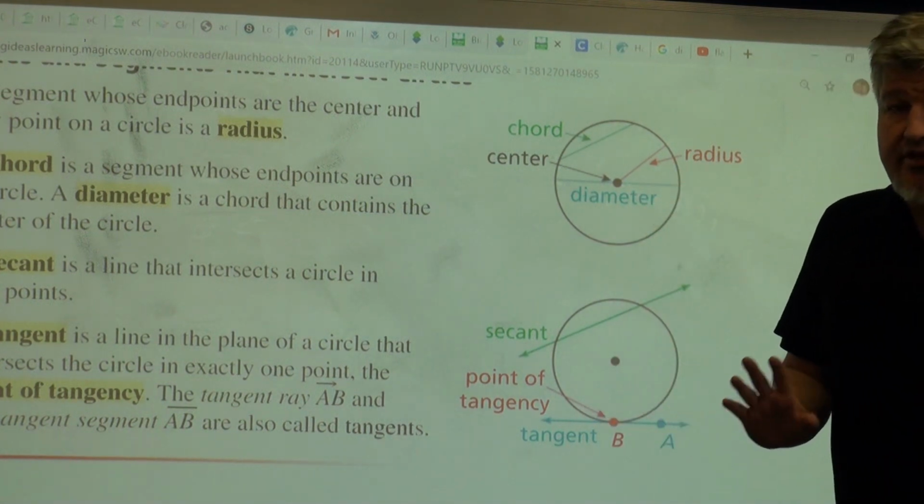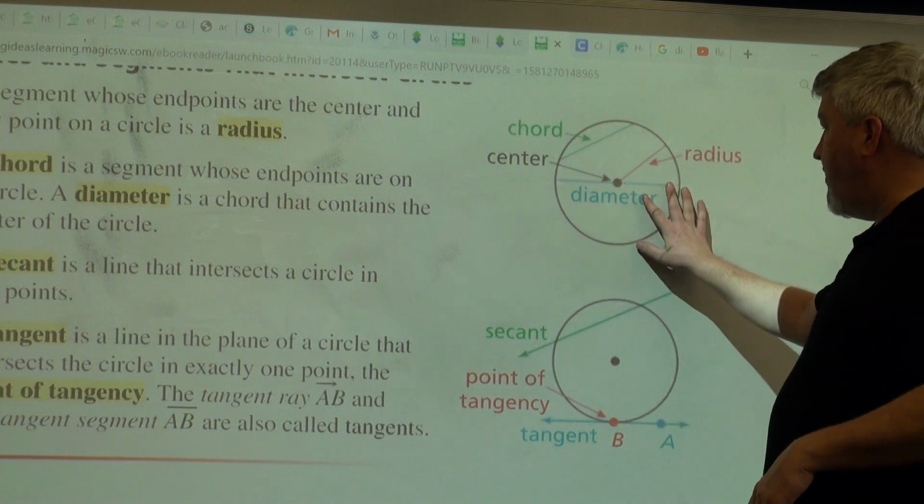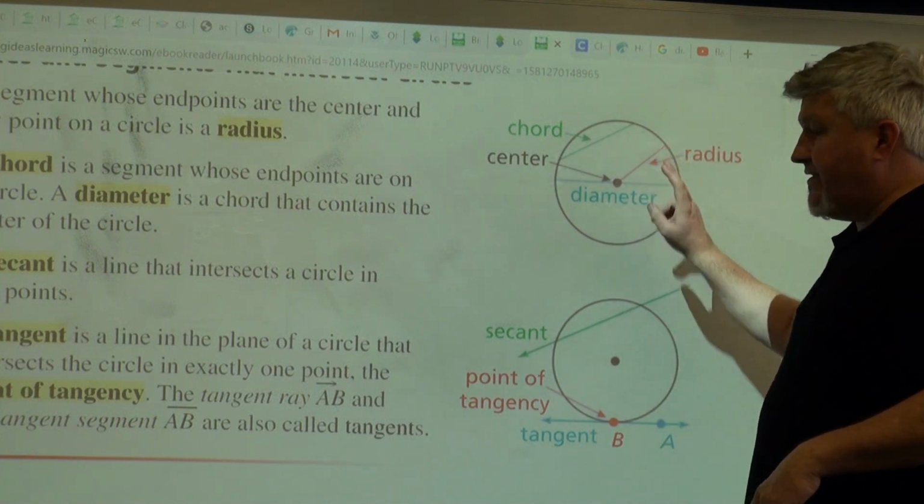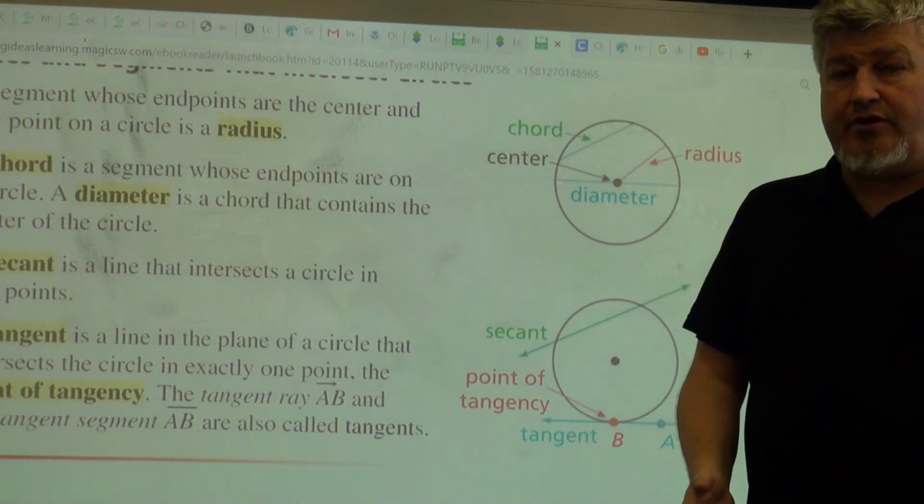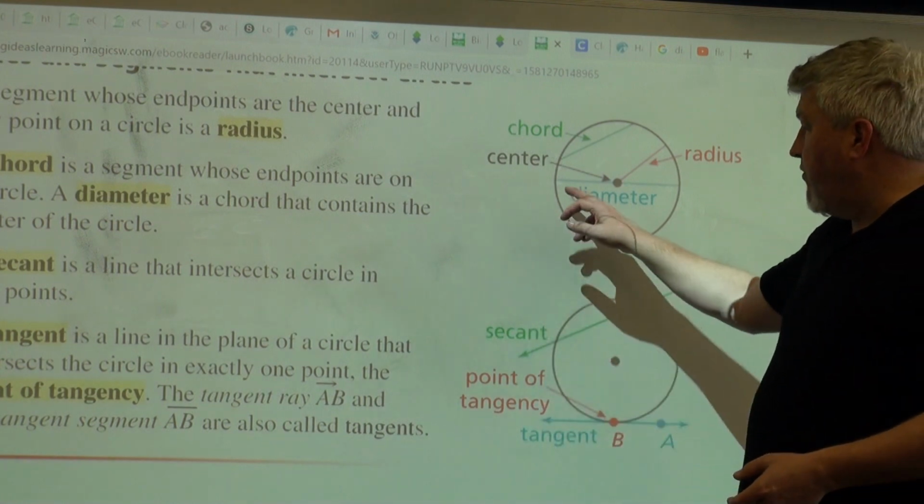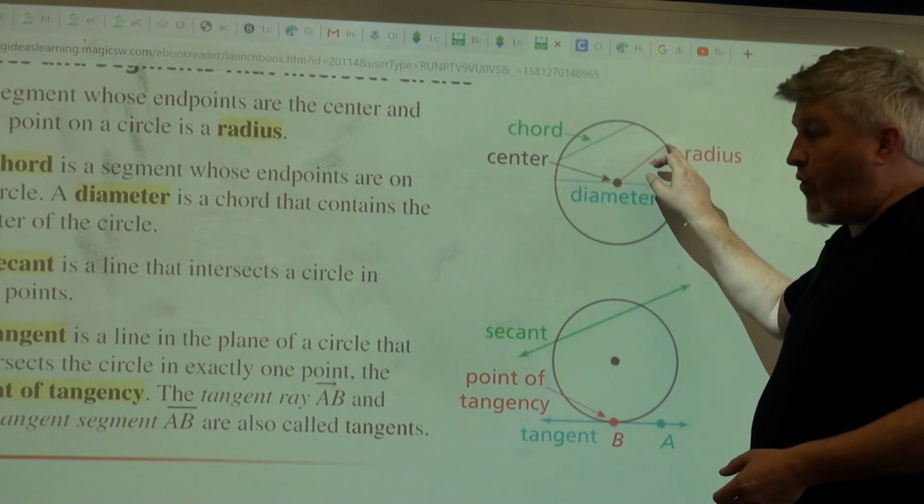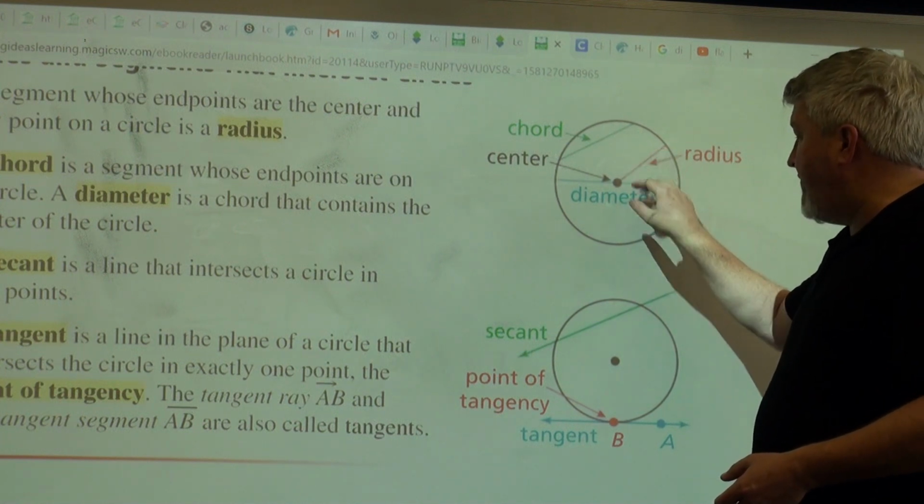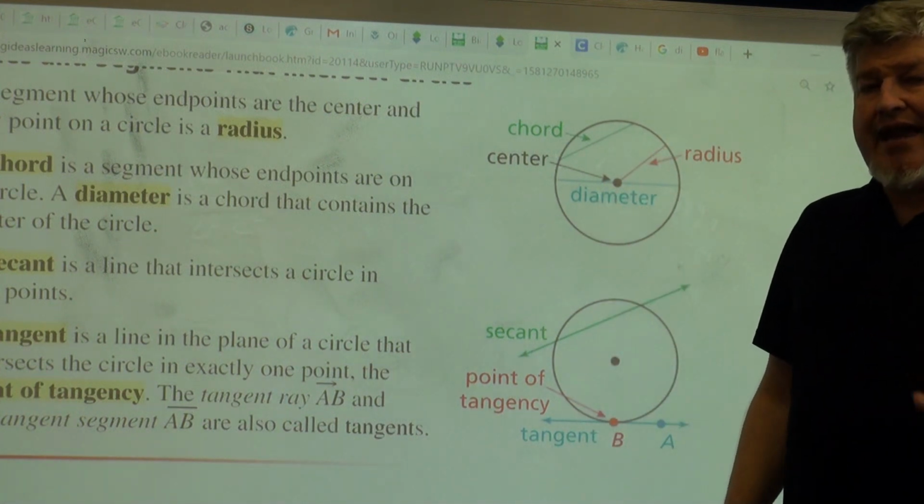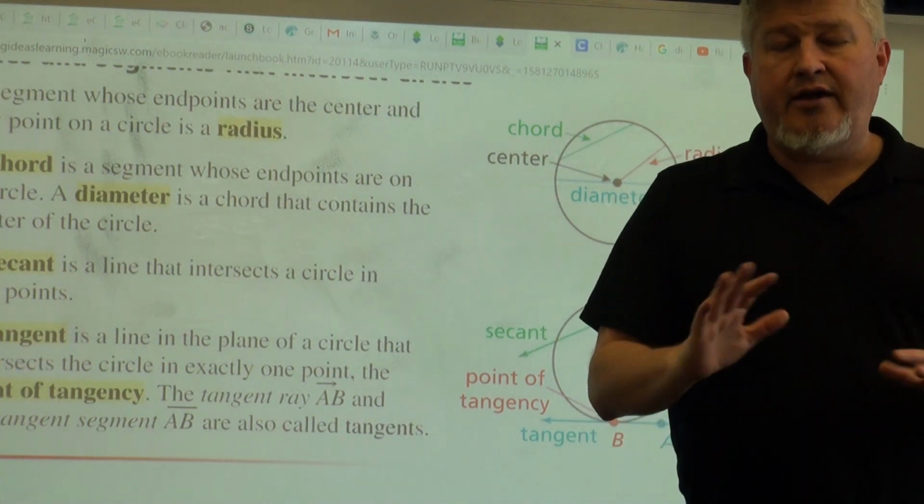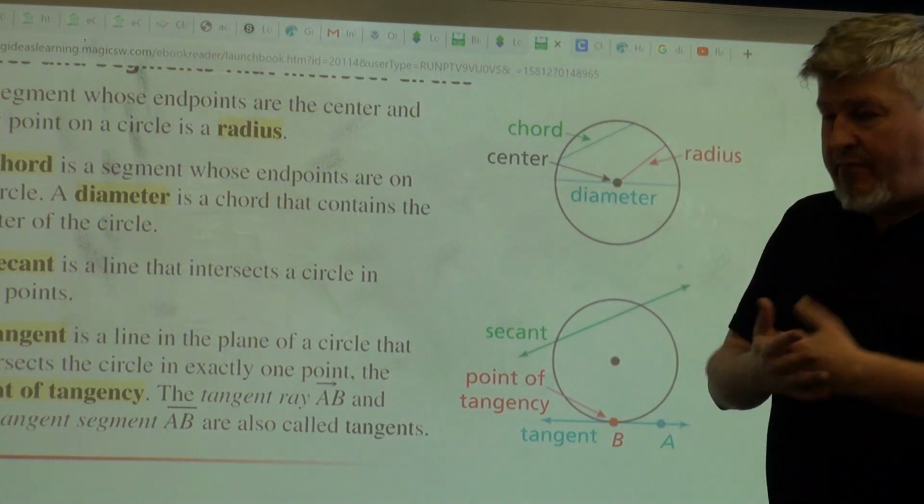Common sense, and you already should know this, would tell you the radius is half of the diameter, right? The diameter goes all the way across the circle through the center point. The radius just goes halfway. So the radius is 1/2 of the diameter, or the diameter is 2 times as long as the radius. Please remember that.